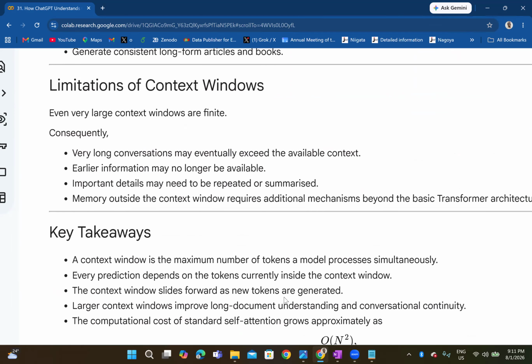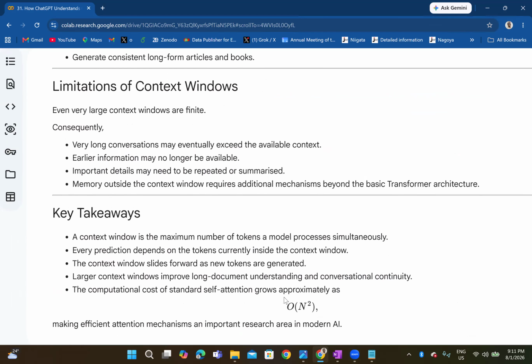So, talking about the limitations of context windows now, even very large context windows are finite, right? So it gets to a point it's saturated, and consequently, very long conversations may eventually exceed the available context, and earlier information may no longer be available. So important details may need to be repeated or summarized. Memory outside the context window requires additional mechanisms beyond the basic transformer architecture.